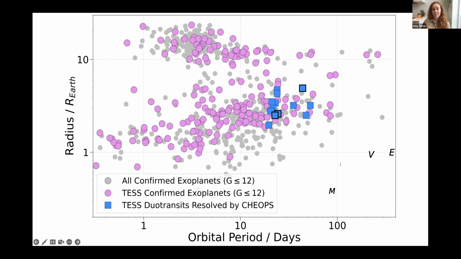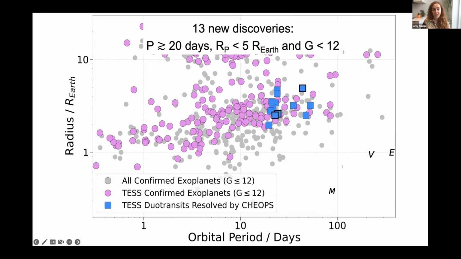We have also recovered the periods of an additional 10 TESS geotransits. In total, we have discovered 13 long period planets, all of which have periods longer than 20 days, radii smaller than 5 Earth radii, and orbit stars brighter than a Gaia magnitude of 12. So there are only 16 other exoplanets discovered by TESS in this parameter space, so this work has almost doubled that sample. These small exoplanets on long period orbits around bright stars are really great targets for future follow-up observations to get their masses and look at their atmospheres.